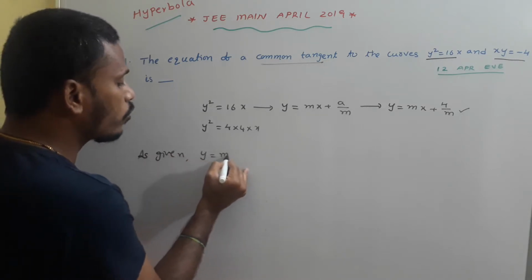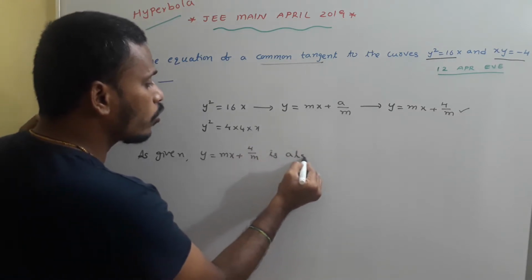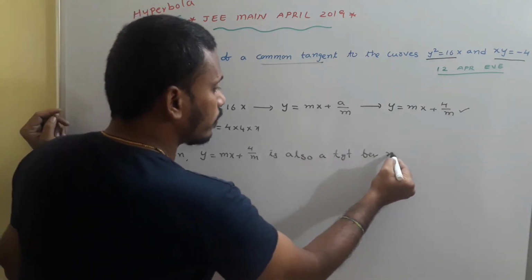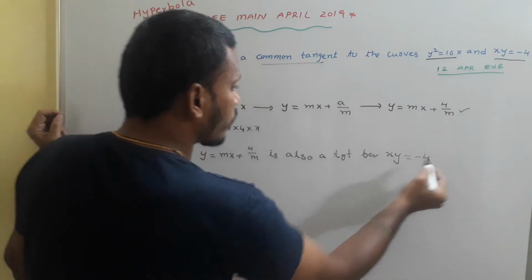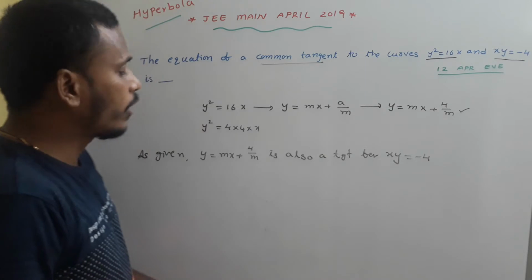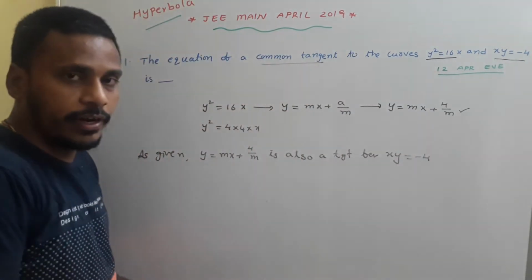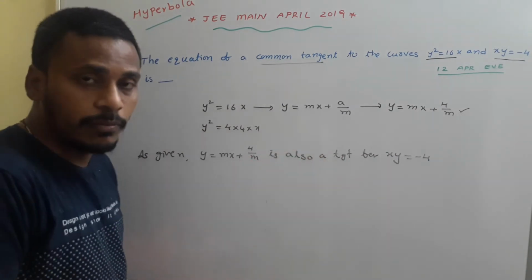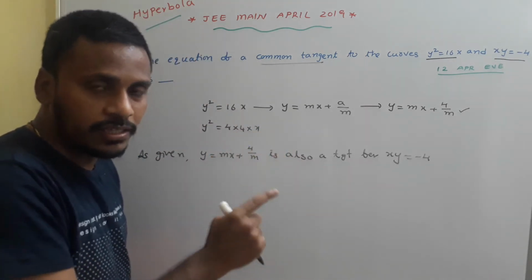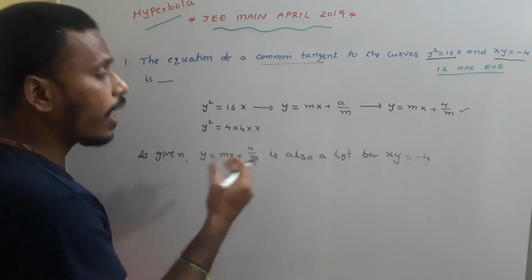y is equal to mx plus 4 by m is also a tangent for xy is equal to minus 4. Since it is also a tangent for xy is equal to minus 4, what we need to do? For sure those two have one common point, right? Since it is a tangent to that hyperbola, these two must have only one intersection point, so I will make a quadratic.